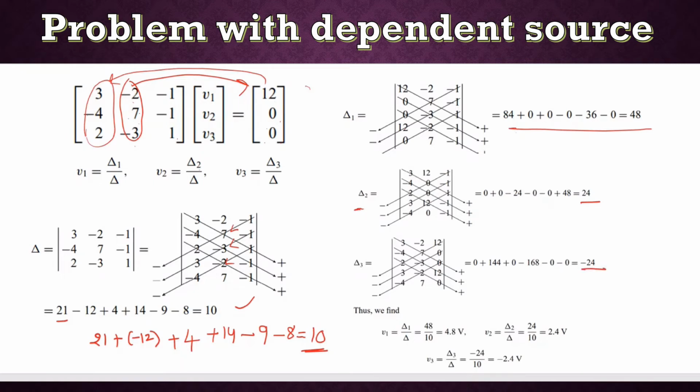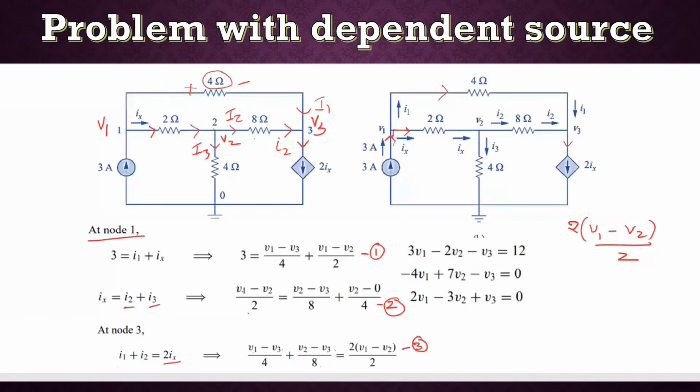So after calculating del 1, del 2 and del 3, you apply V1 is equal to del 1 by del, which is 48 by 10, this is 4.8. And V2 is del 2 by del, that is 24 by 10, 2.4. V3 is del 3 by del, that is -24 by 10, that is equal to -2.4. So this is how simple you are going to get the values of V1, V2 and V3.